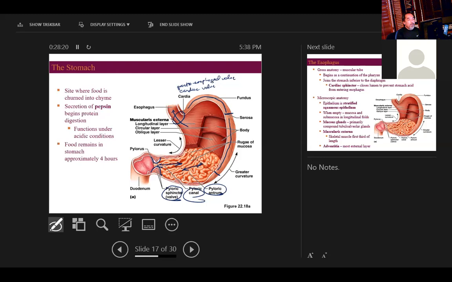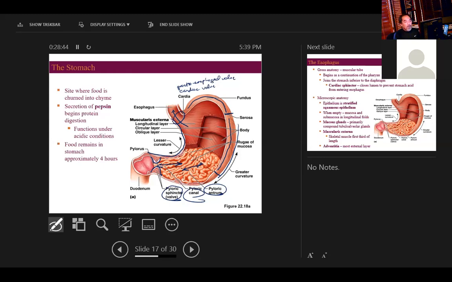Okay, now let's take a look at the different curves. This is the lesser curvature, and remember, the lesser omentum attaches there to the liver. And this is going to be the greater curvature here. The greater curvature will attach the mesentery to the transverse colon, and that's going to be the greater omentum.